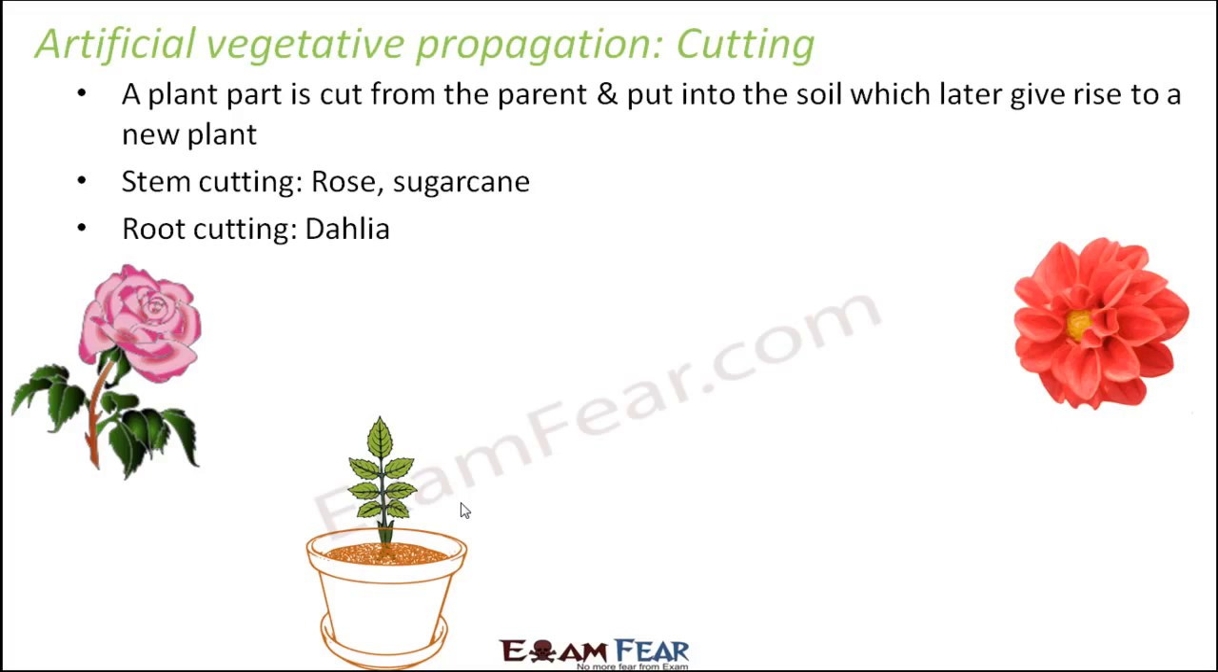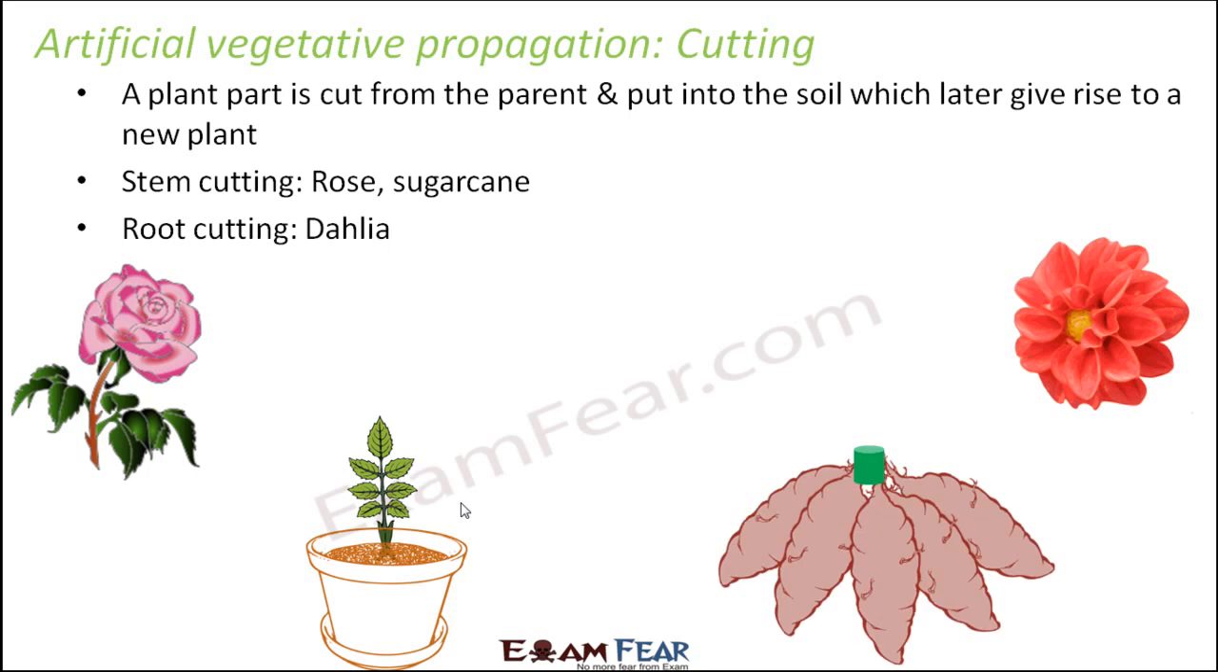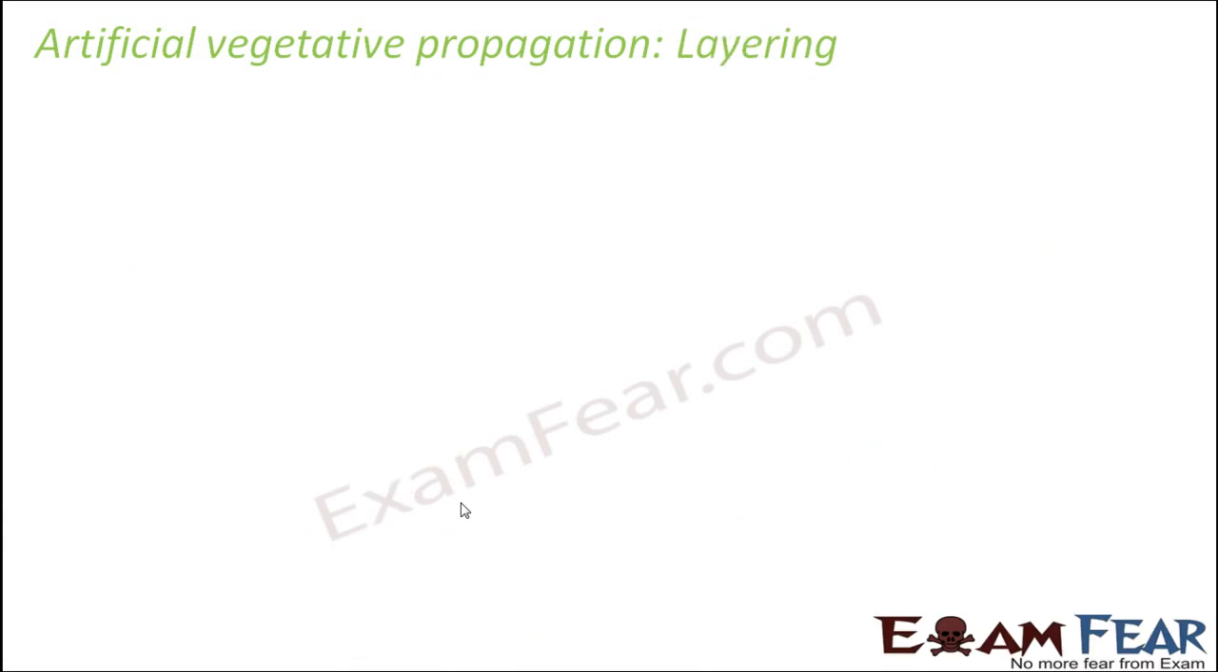Root cutting example is dahlia, because in dahlia their roots are capable of giving rise to a new plant. I was talking about vegetative propagation by roots, right? So you have to have the knowledge of natural vegetative propagation so that you know which part of which plant is capable of giving rise to a new plant, so that you can cut that particular part. For example, in dahlia, if you cut the stem, unfortunately you will not be able to get a new plant with that, because stems are not capable of giving rise to a new plant, whereas roots are. So for dahlia, you have to cut the root and then plant it. This is how the roots of dahlia would look, the swollen roots.